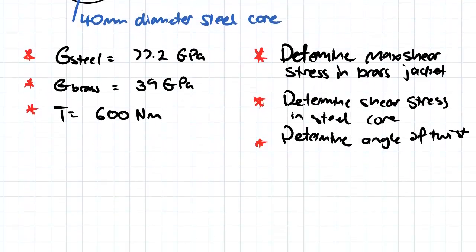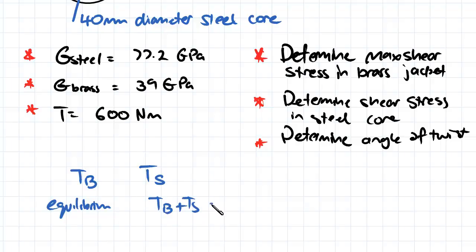So what I'm going to be doing is denoting the torque in the brass, TB, and then the torque in the steel, TS. So by equilibrium, the torque in the brass plus the torque in the steel has to be equal to the total torque that's applied to our shaft, which is 600 Newton meters. So this is going to be our first equation.